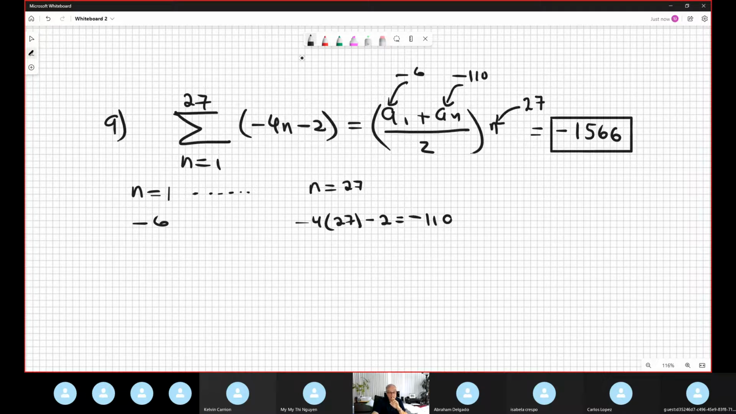Some people say, no, I can do using summation notation and the specific formula. Yes, you can. And you get exactly the same answer because the mathematics is an exact science. Clear or confusing?